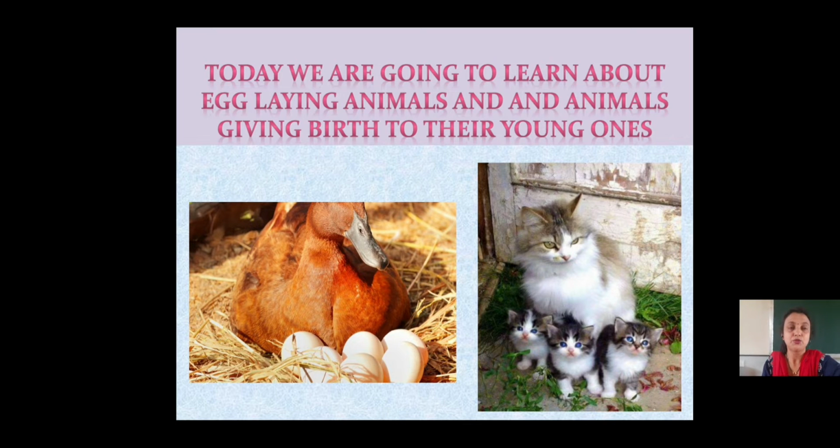We have already discussed animals through their skin, and even animals who have hair on their skin. So my first question to all of you is, what do you see in both the pictures? Can you tell me the difference between these two pics which we have shown you on the screen? In the first pic we have shown a duck and eggs, and in the second pic you can see a cat and small babies of the cat in front of it. So what is the difference between them? Write your answers in the comment box.